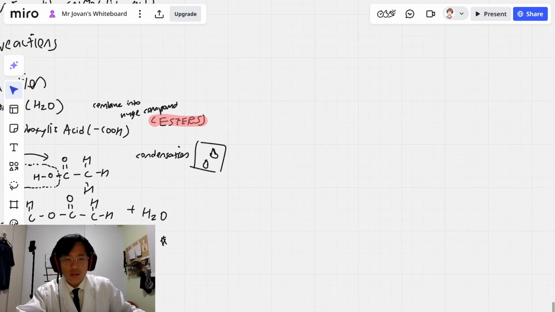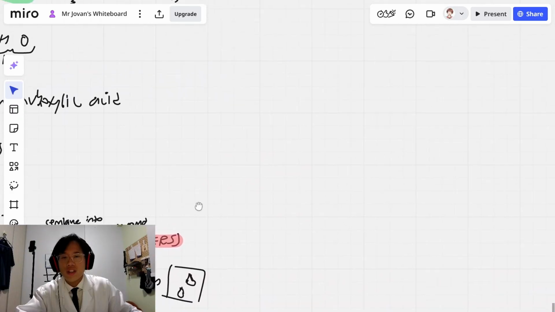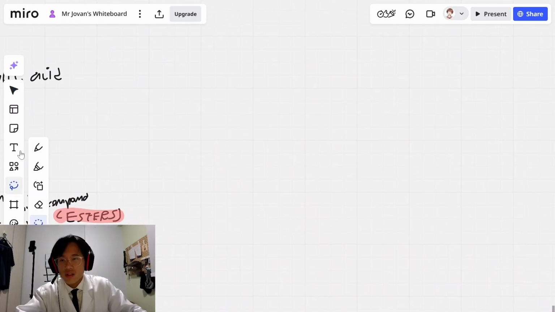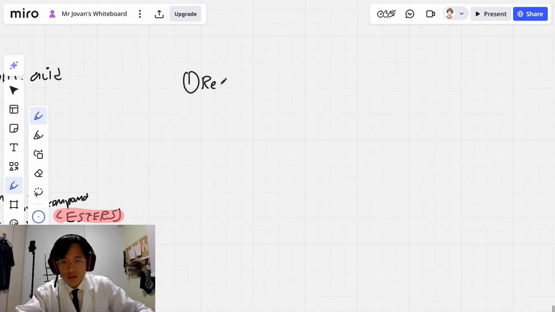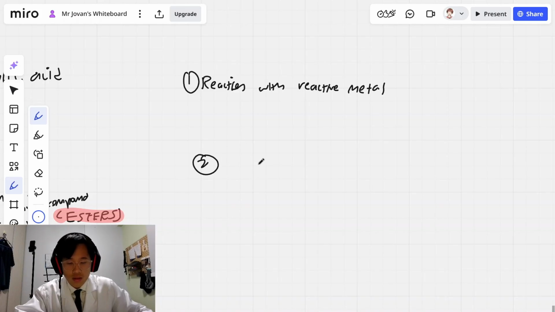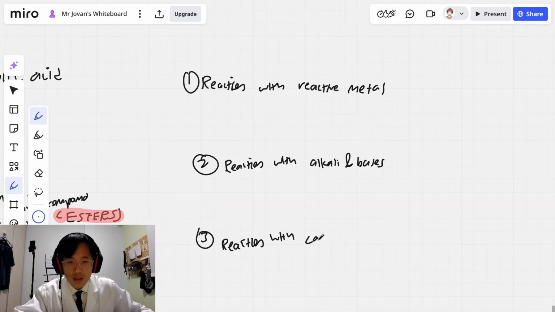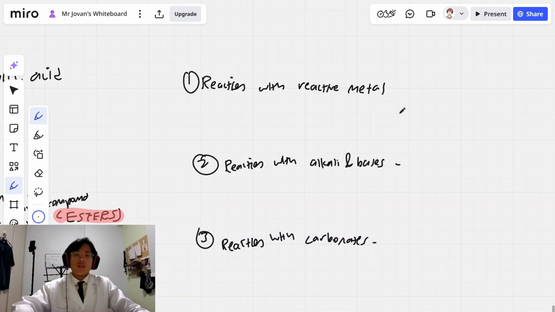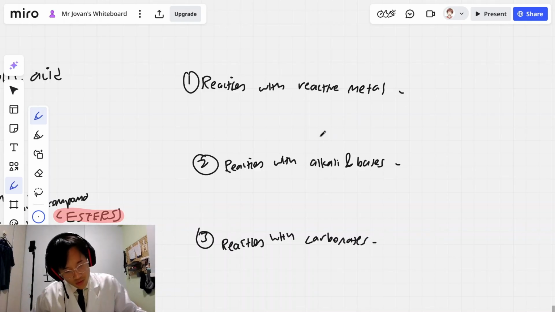Okay, there's three types of acid reactions. Reaction with reactive metal, reaction with alkali and bases, reaction with carbonates. Okay, so what are the products of all of these?